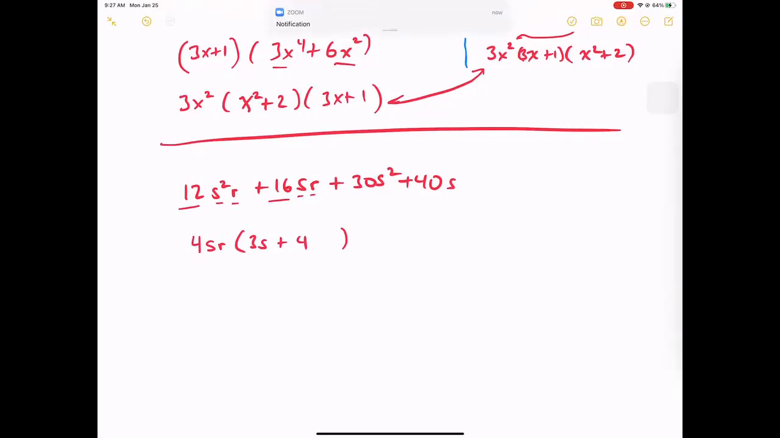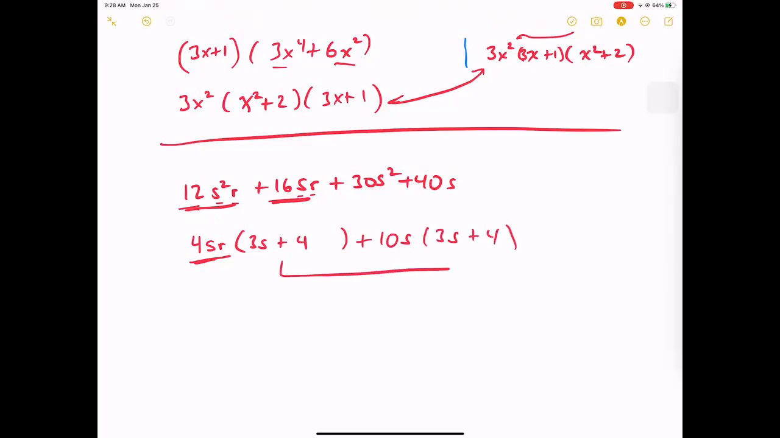I took a 4SR from the front and a 4SR from the back. Let's take a look at the back. 30 and 40. So what we have in common is for sure a 10, right? 10 and an S. So we have leftovers 3S plus 4.